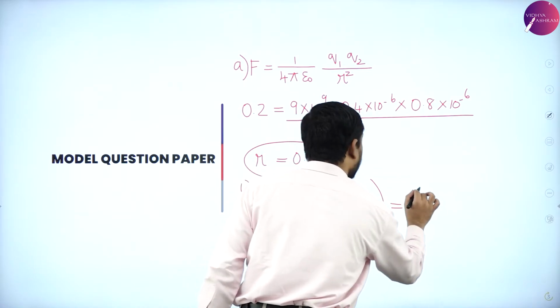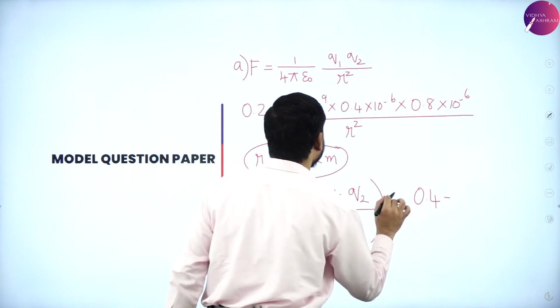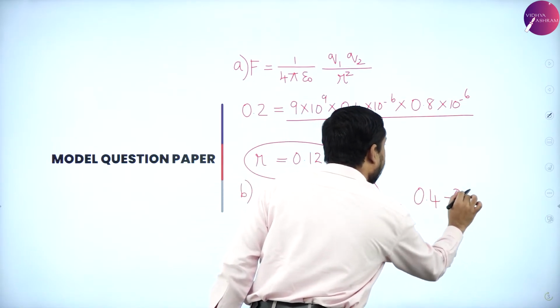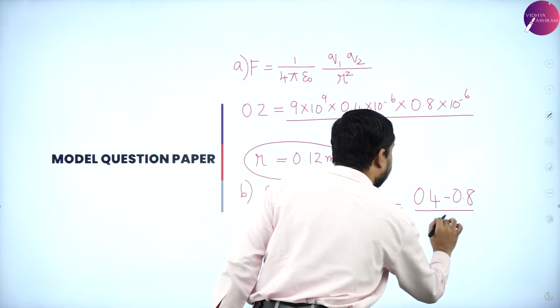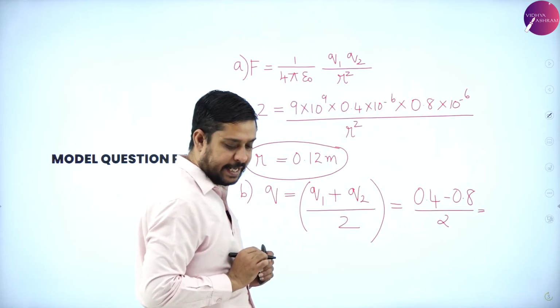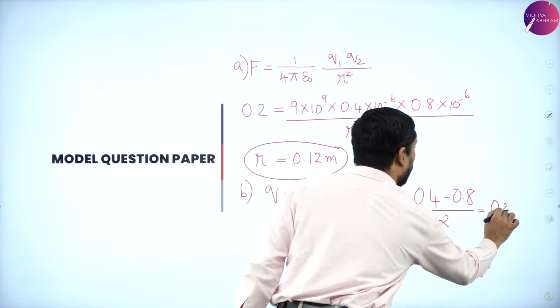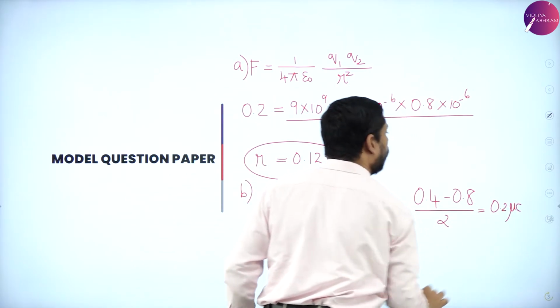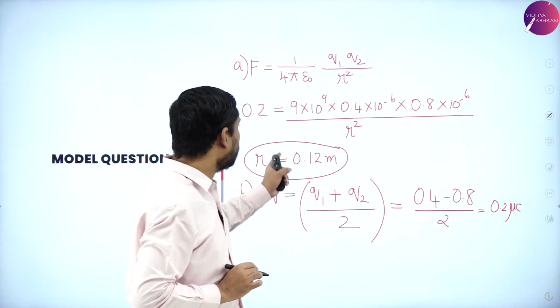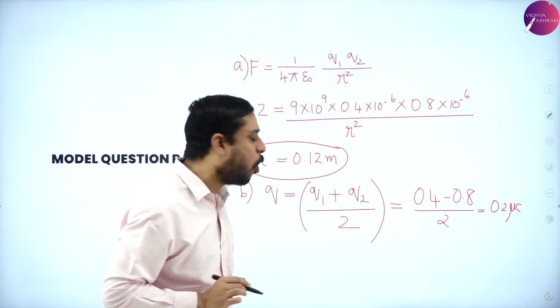which is 0.4 minus 0.8 divided by 2, which is equal to 0.2 microcoulomb. Now distance is known. Q1 and Q2 is known.